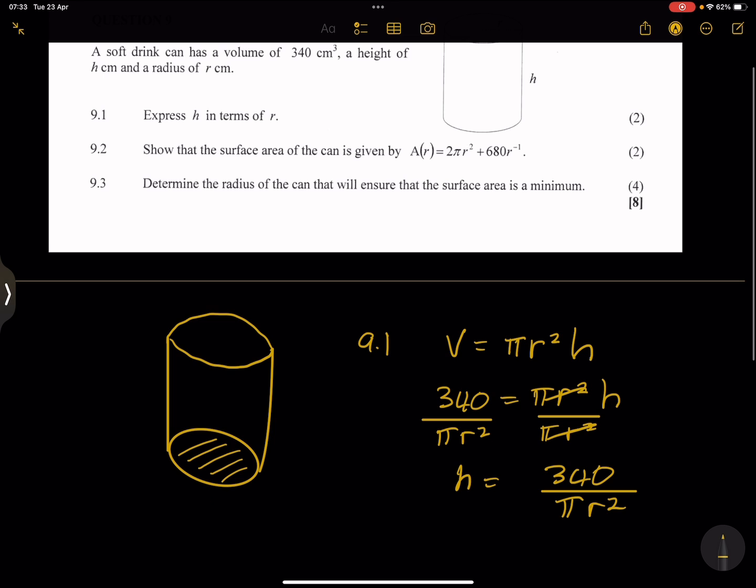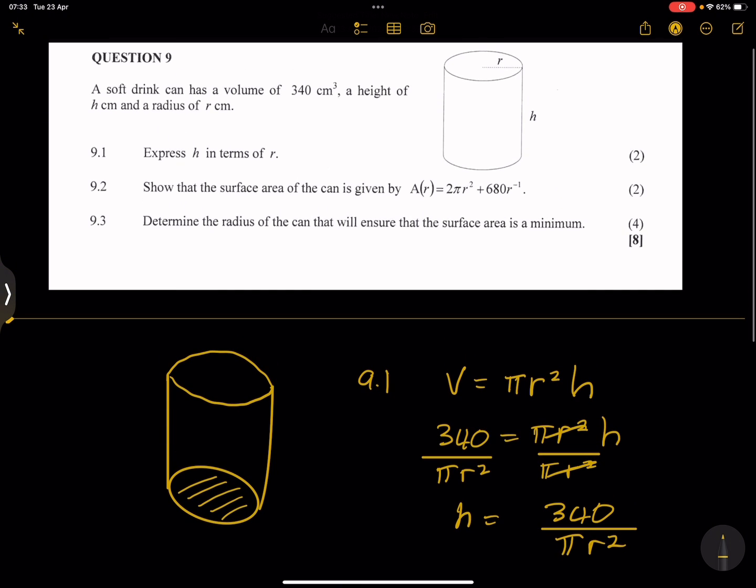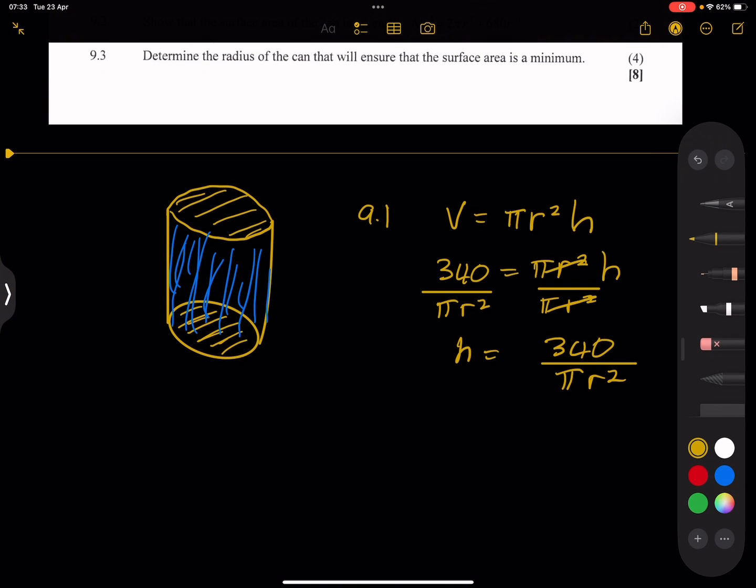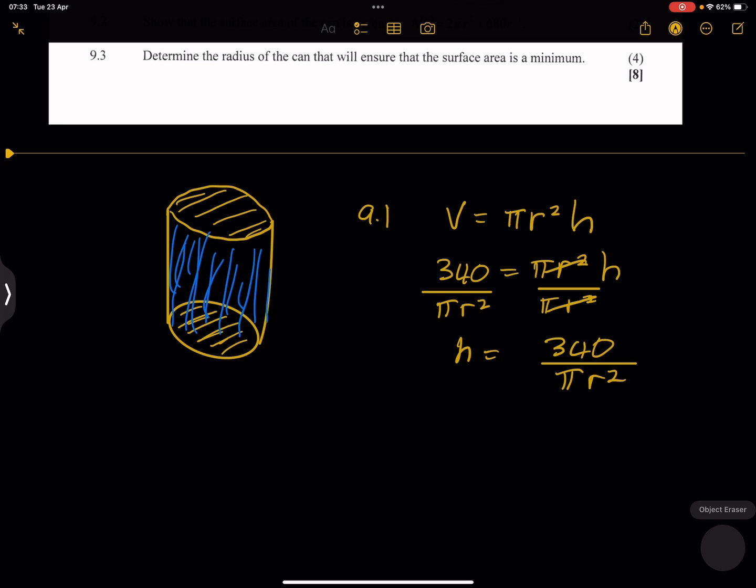Now remember, when we talk about the surface area, first of all, if our can is closed on both sides, we know we've got these two circles at the bottom and at the top, and then we've got the surface area around the can. And so in this case, what are we going to have? So the surface area, that's 9.2.